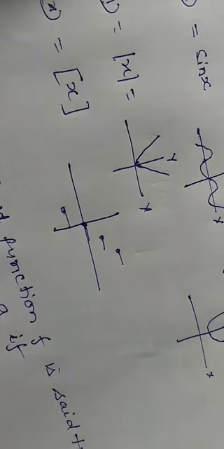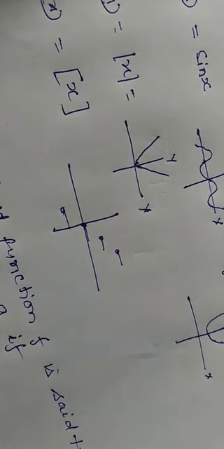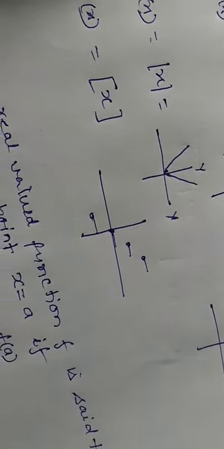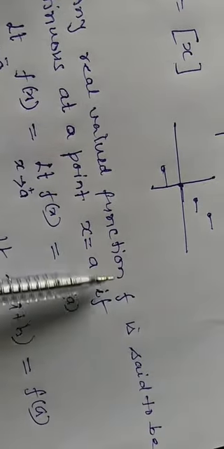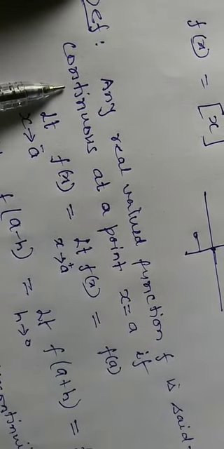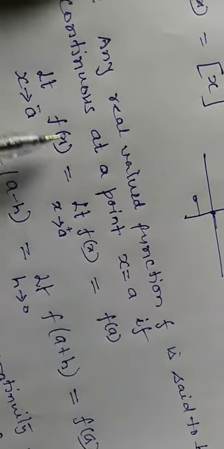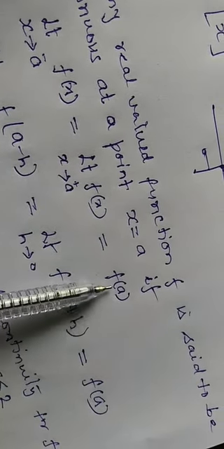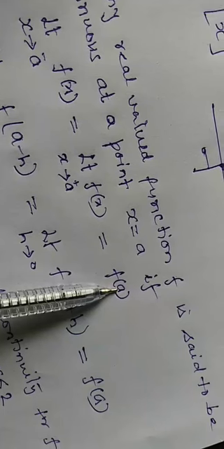So the question is how to find whether a function is continuous at a point. Let us see the definition first. When can we say a function is continuous? Any real valued function f is said to be continuous at a point x is equal to a if the left limit is equal to the right limit is equal to the value of the function at a.